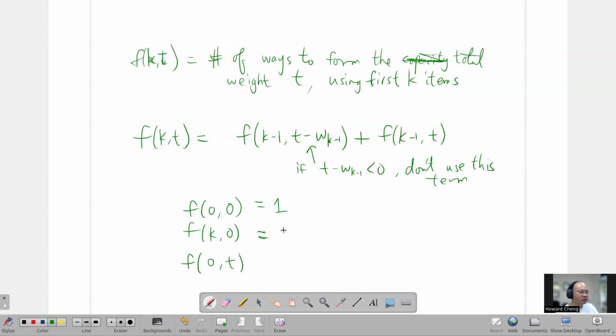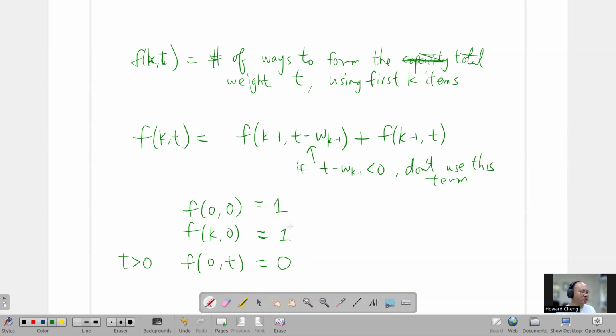And here, this is the same. The number of ways to get 0, again, I'm assuming that the items always have a positive weight. If you have an item that has 0 weight, I guess you can always include that. But assuming that you don't have any items that have 0 weight, then the only way to make 0 is by not doing anything. And if t is greater than 0, then the answer is 0. There's no way you can do it. So these are the base cases.